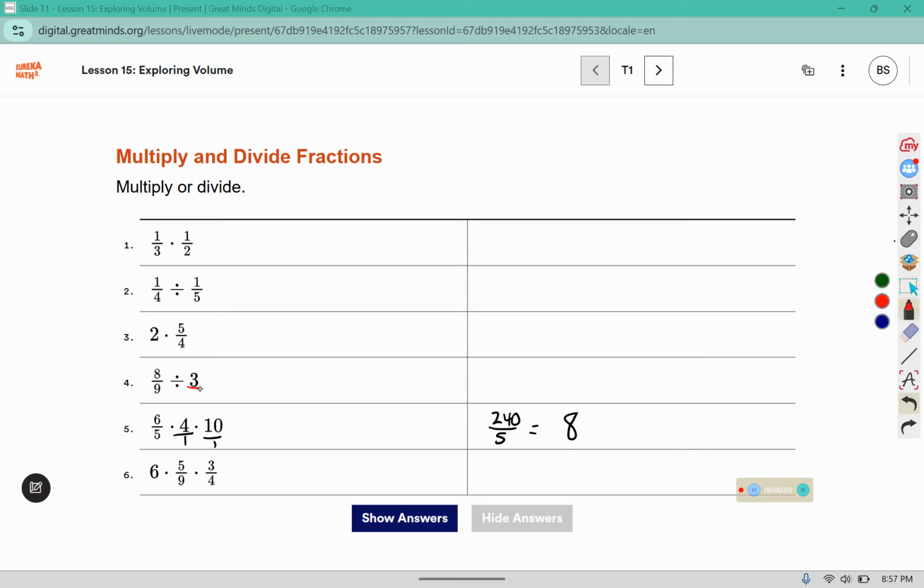For dividing by fractions, remember we leave the first fraction, change it to multiplication, and flip the second fraction over. 8 times 1 is 8, and 9 times 3 is 27. That one cannot be changed into a whole number, and it also does not reduce.